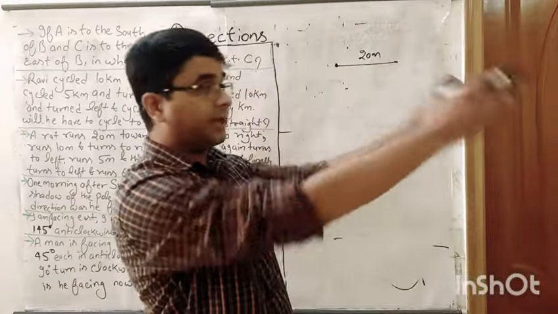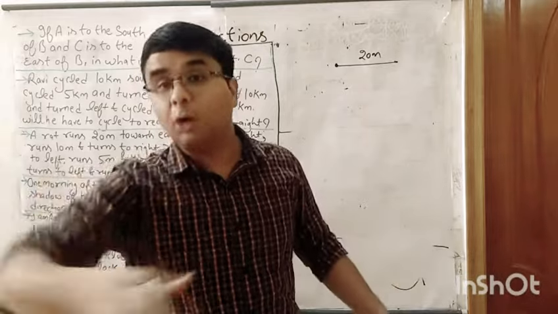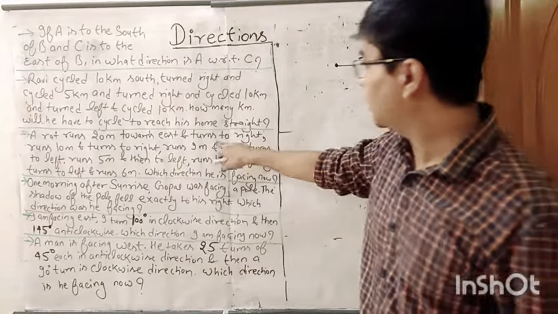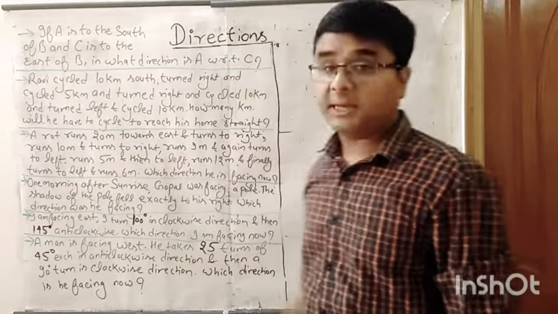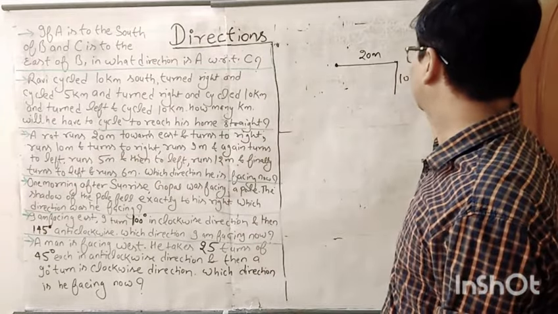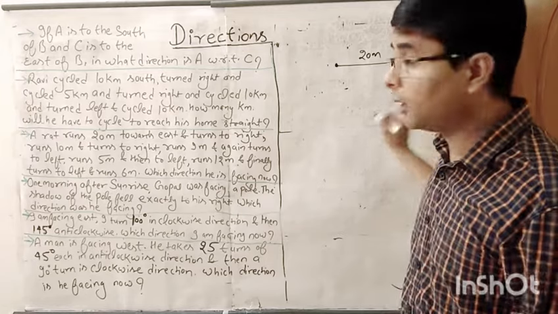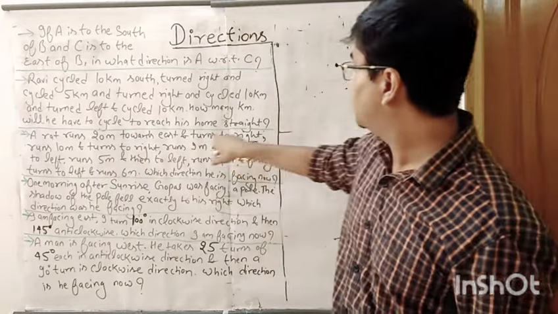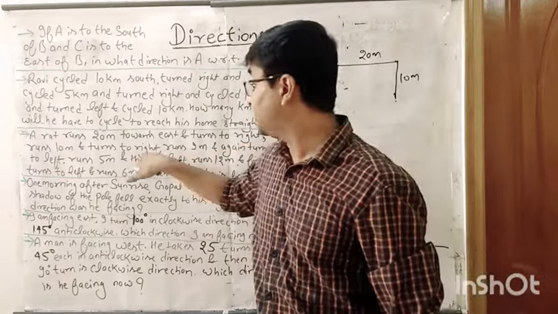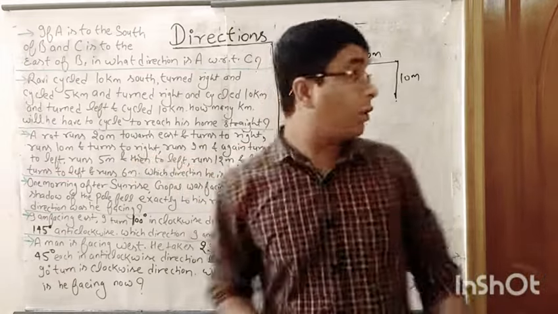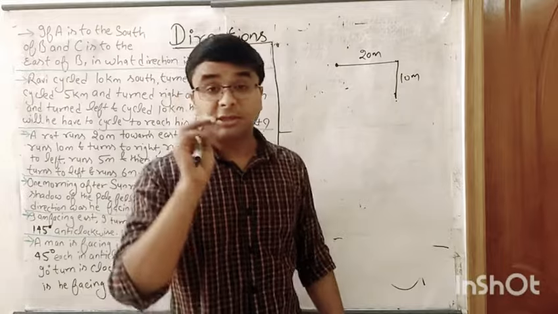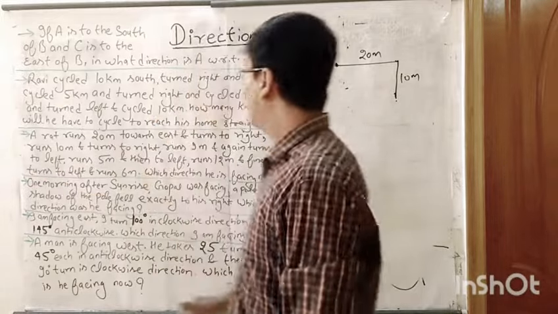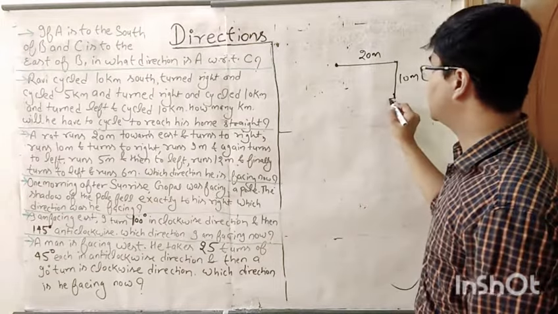Facing the east direction, turning to right is south. So he is coming back to south. And turns to right, runs 10 meters. From here again 10 meters. So this is 10 meters. He must have reached here. The next thing is, 20 meters towards east and turns to right, runs 10 meters and turns to right. So one more right after this. Now the direction is south. Facing south, turning right is what? It is your west. Facing south, turning right is your west.